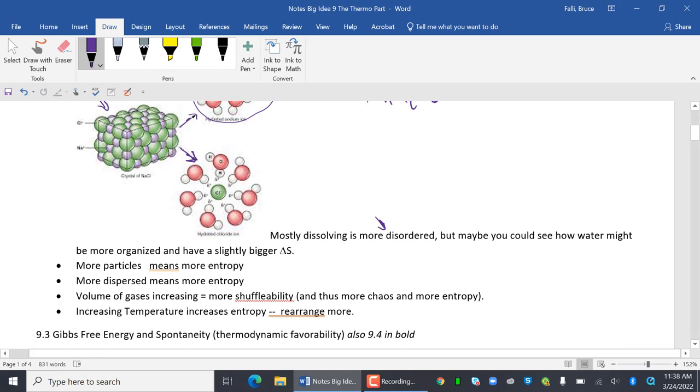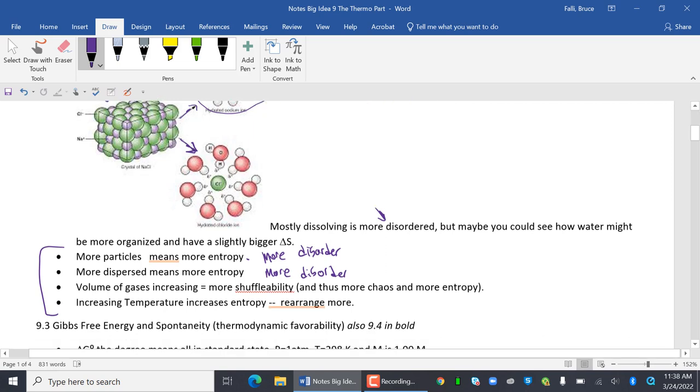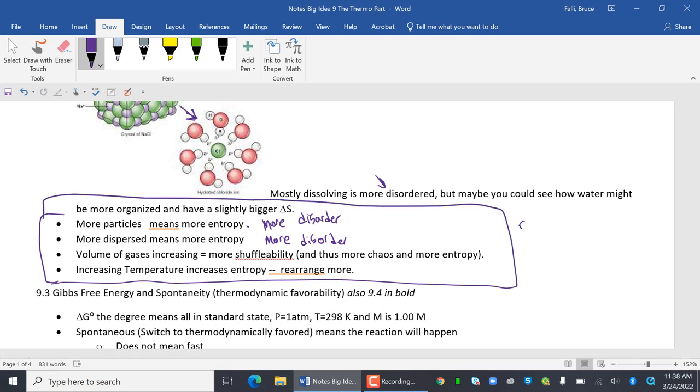So the other things we need to know. Again, we're looking for disorder. More particles means more entropy, more disorder, more messiness. More dispersed means more entropy. That's more disordered. The word dispersed means spread out. So if I see a puddle of water and I kick it and I spread it out, I've increased the entropy. The volume of gas increasing means more shuffleability and thus more chaos and more entropy. Increasing temperature increases entropy, because the particles are moving around more and they shuffle around more. The states of matter are the Mac Daddy part of disorder. This is like 90% of what it is, along with the states.